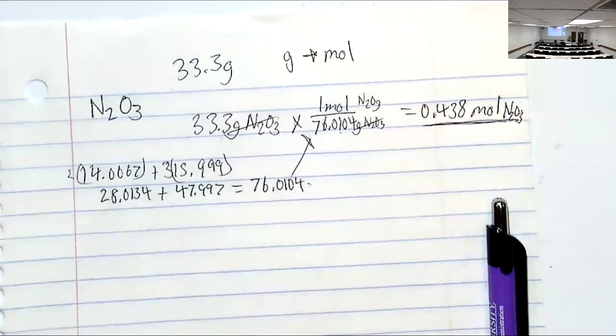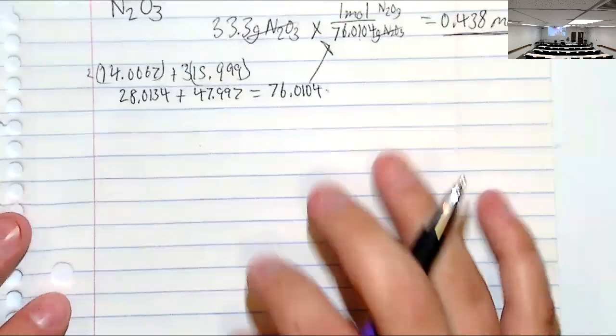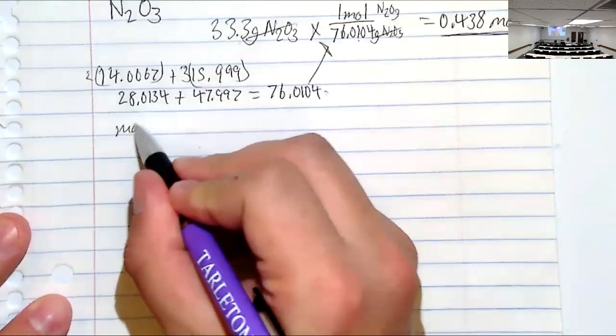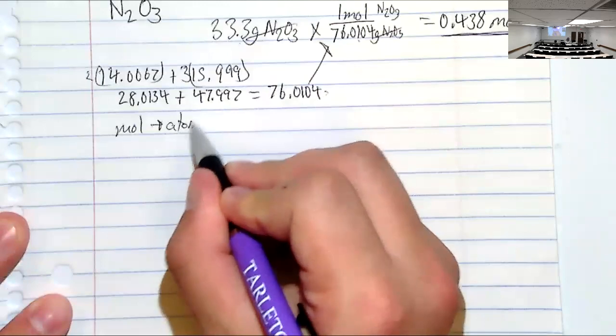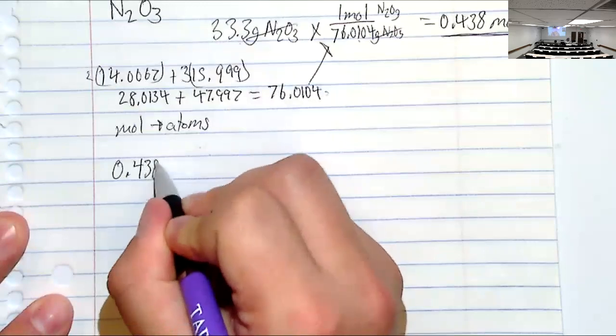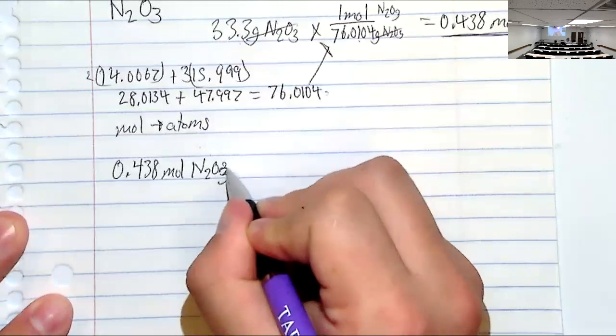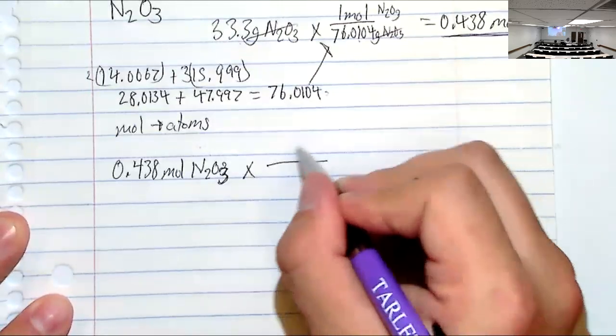Then the second part is how many atoms are there. So now we need to go from moles to atoms, which is, let me refresh my brain. You start off with your moles. So up here is grams to moles. Then down here, we're going from moles to the number of atoms that we have, which will start off with our 0.438 mole of our N2O3. And now we're trying to find out the number of atoms.